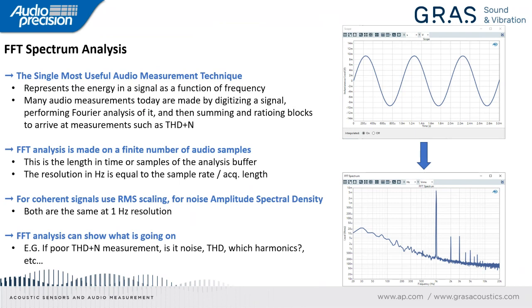There are, I'll say, two common ways in which we might scale FFT graphs. If we're looking at sine waves or any repeating signal, and we want to know the amplitude or level of that signal, we'll use RMS scaling. But if we're looking at noise, we want to use what's called amplitude spectral density. Now, these are just different ways of scaling the math, and they're both the same when the frequency resolution is 1 hertz.